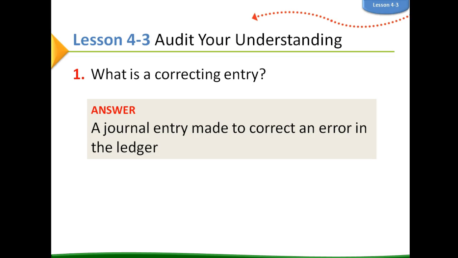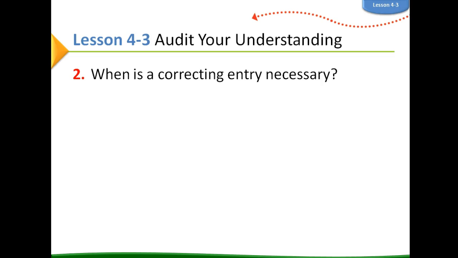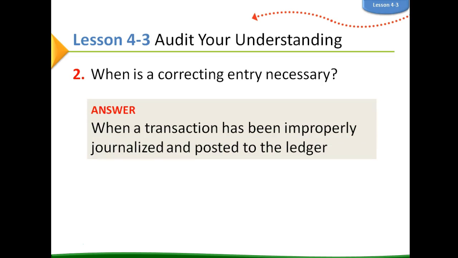Any journal entry that's made to correct an error in a ledger. And when do we need to make these correcting entries? Whenever a transaction is improperly journalized and posted to the ledger. And you want to be careful. Don't delete your mistakes. Anytime you make an error, you want the correction to be clearly visible. Whenever forensic accountants examine accounting records, if they see that entries have been deleted, that's a big red flag. So anytime you make changes, you want to make sure those corrections are easily visible, and that's pretty important.